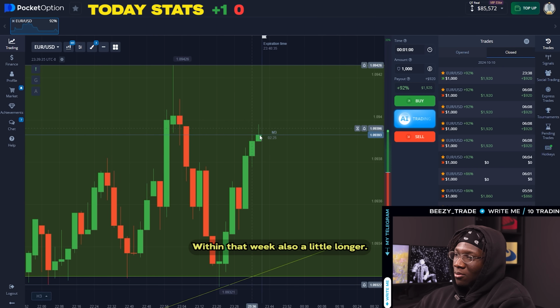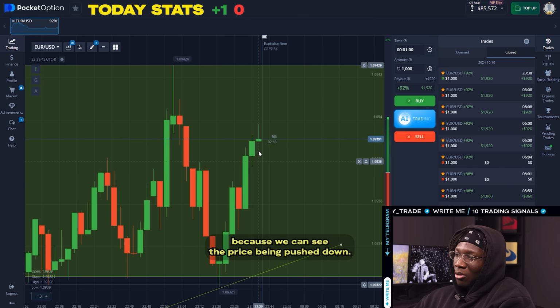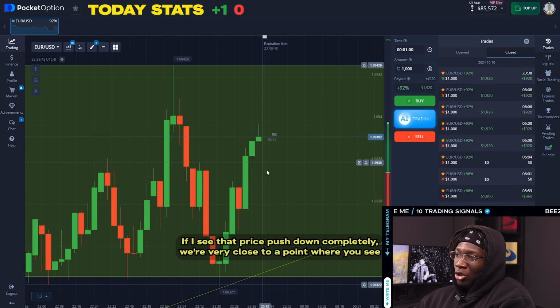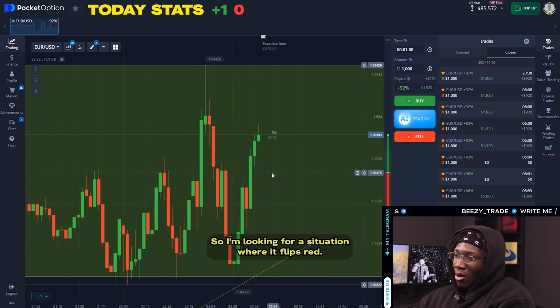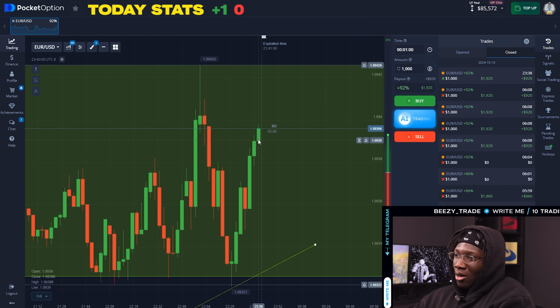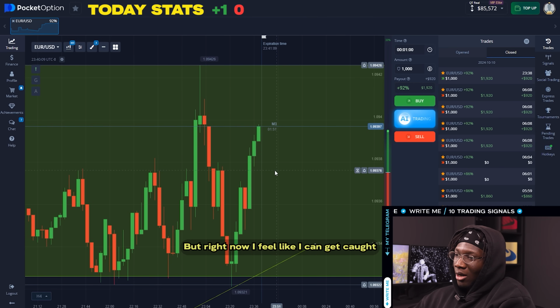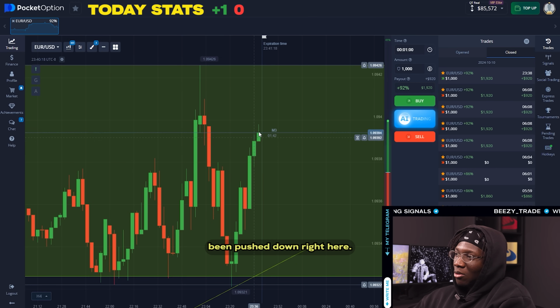We're seeing that wick was a little longer, so I'm a little worried about entering into a trade right here, because I can see that price being pushed down. So I'm looking for a nice little entry point anywhere below if I see that price pushed down completely. We're very close to a point where you see how long this wick is, and the price has been pushed down all the way here. So I'm looking for a situation where it either flips red, I'm entering into a buy, or if it flips green, I'm gonna do the opposite. But right now, I feel like I can get caught with my hands down if I enter somewhere around here with the way the price is being pushed down right here.